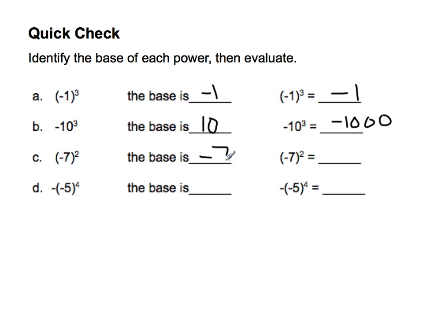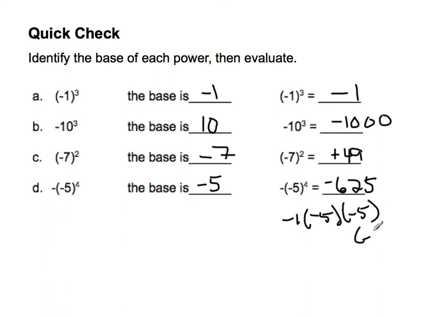The base now is negative 7, so your answer is positive 49. Make sure you put the brackets around the base before you put it to the power of 2. Here, your base is negative 5, and we just did something very similar. This is actually negative 625, because this is like saying negative 1 times negative 5 times negative 5 times negative 5 times negative 5. There's 5 integers we're multiplying together. So there's 5 negative integers we're multiplying together, so ours is negative and then 625.